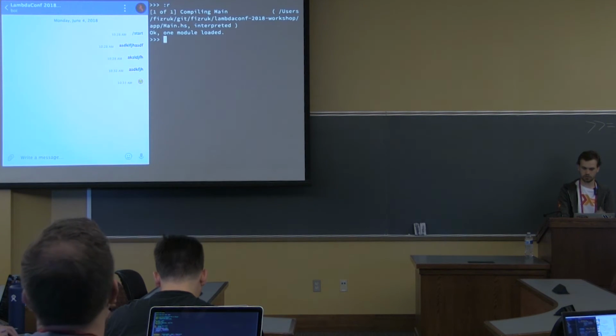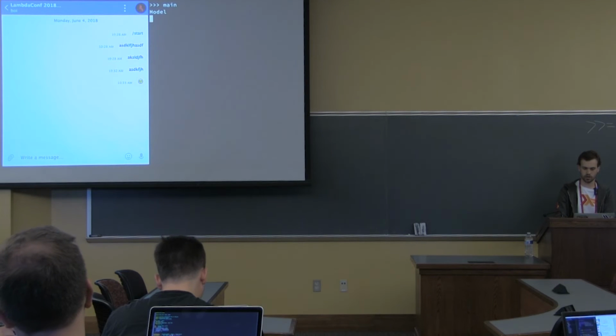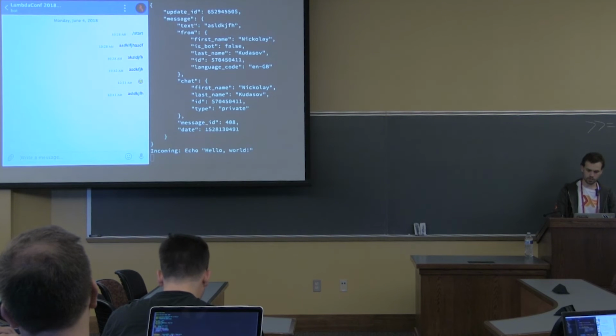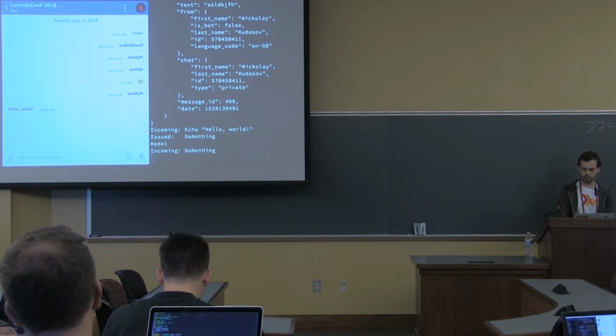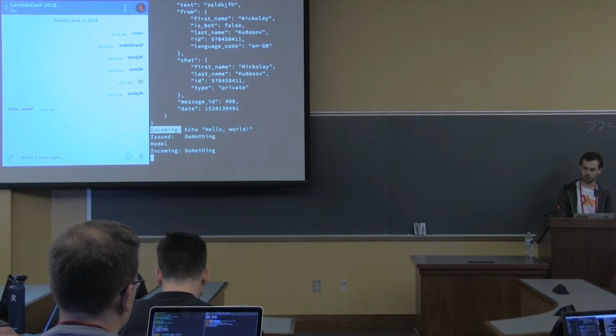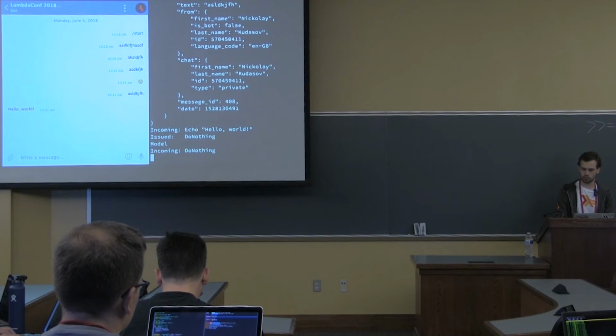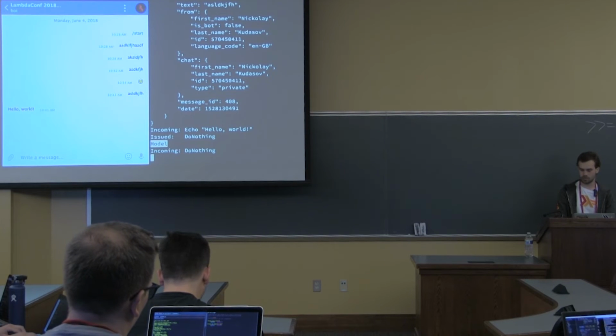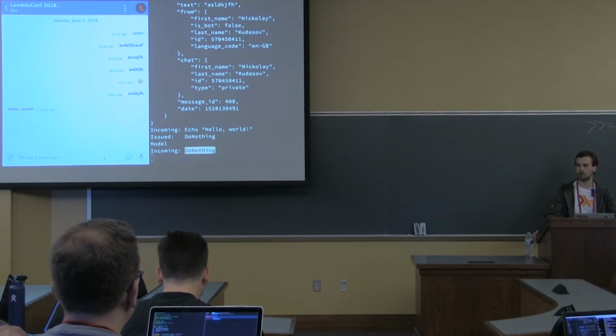So now if we go to GHCI and we run our bot and we type something to it, after a while it should, yeah. So here we see that the update has come to our Telegram bot. Then we have logged incoming echo hello world. That's what we parsed. Then when processed it replied with hello world here. Then it issued do nothing. The model did not change at the time, and well, there was the incoming do nothing action there. Okay.